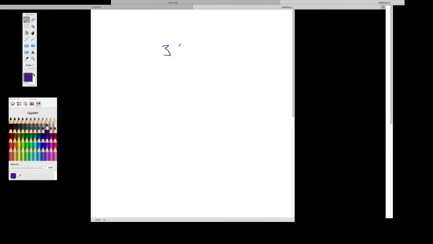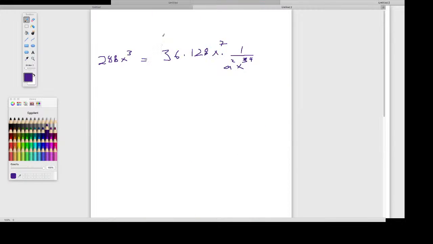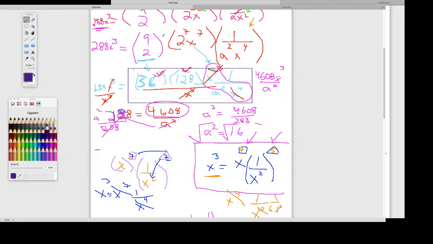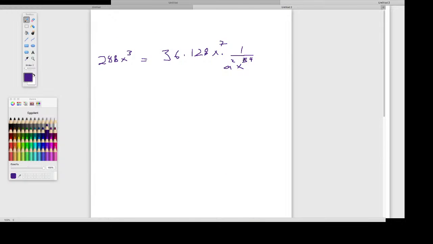It was 36 times 128 x to the 7 times 1 over a squared x cubed, x to the 4, and that was all equal to 288 x cubed. I believe that's what it was, Kelia. Let me just check. 36, 128, x7, x4, a squared. Yeah, so there we go. And so that's what you have, Kelia. I'll let it sit there for a second so you can see.